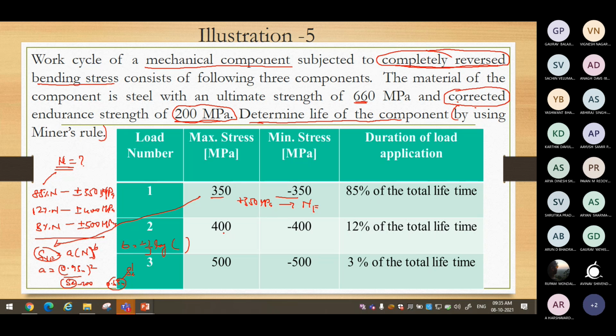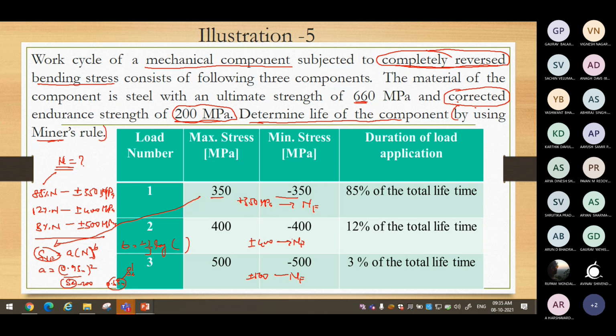Similarly, if you apply 400 MPa alone, substitute in the same equation, determine plus or minus 400 alone, what is the number of cycles to failure if you apply only this load. Similarly, another case plus or minus 500, determine how much is the number of cycles to failure alone. Okay, this becomes your capital N when you take the cycle ratio.